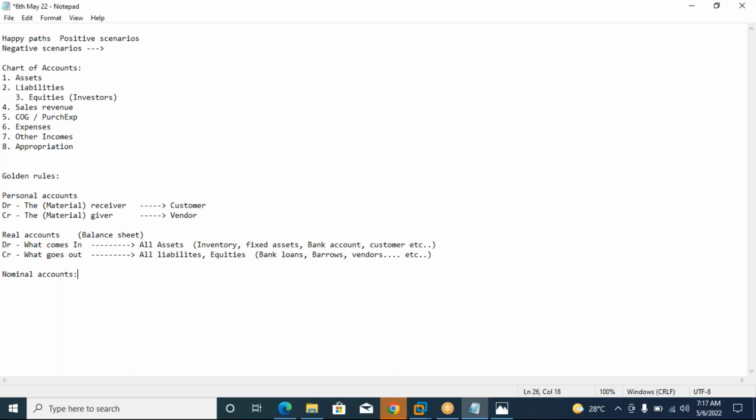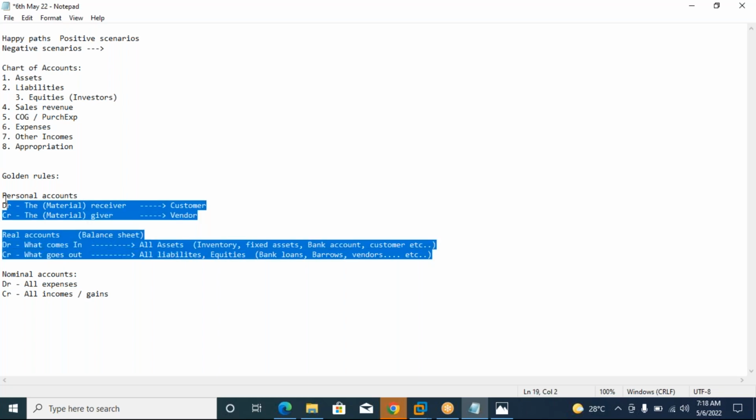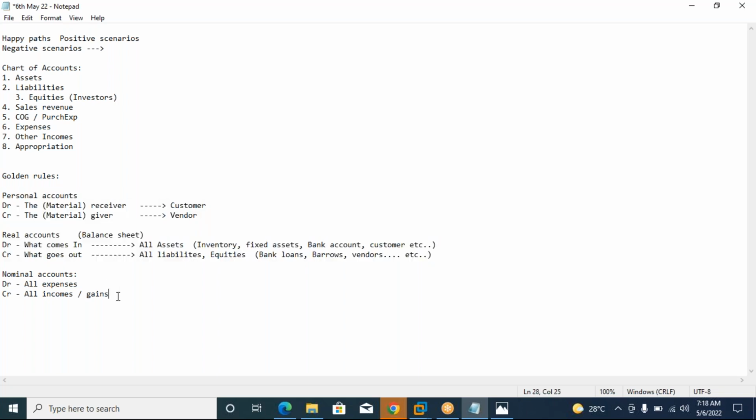Next, nominal accounts. Here is the confusion. Can anyone help me? Debit all expenses and losses, credit all incomes and gains. Here I want more debit. I'm expecting my company should have more debits in these places, but here it is quite opposite. Look at this.